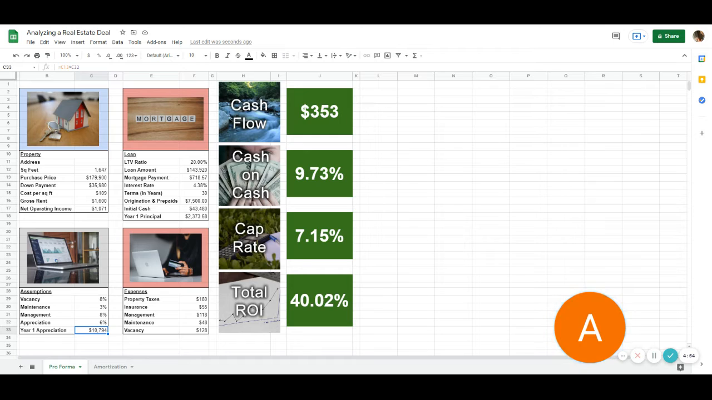Real estate deals are all about numbers, and if you don't know your numbers going in, you are very likely to make a very, very costly mistake. So, good on you for getting started the right way.